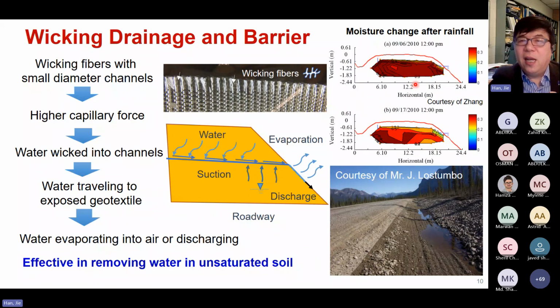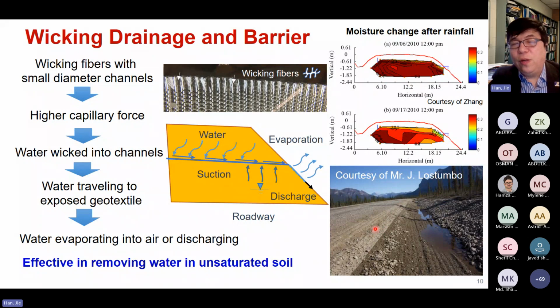This is basically moisture content data. But in this picture, as you see here, this is the location of the weakened geotextile. As you see, the water table is somewhere here, rising by capillary rise, and then stopped by the weakened geotextile. And on top of this, the soil is pretty dry.